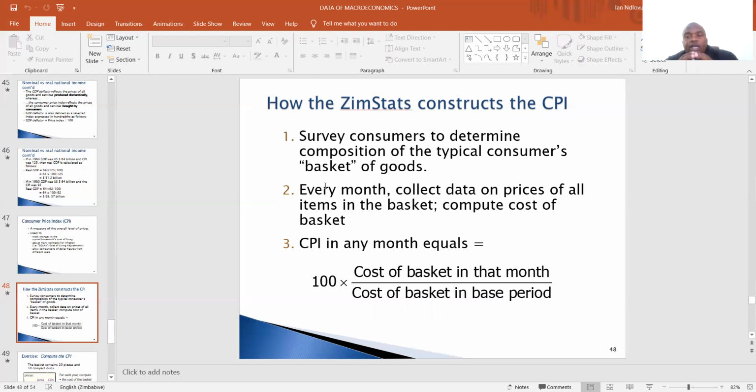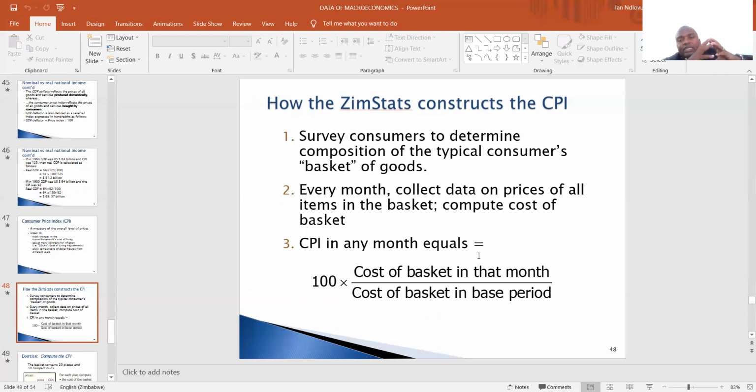But on average, we assume that in a typical household, there are 6 members. Every month, data is collected on prices of all items which are in the household consumption basket to compute the cost of that basket. And then the CPI in any month is equal to 100 multiplied by the cost of the basket in that month over the cost of the basket in a base period.